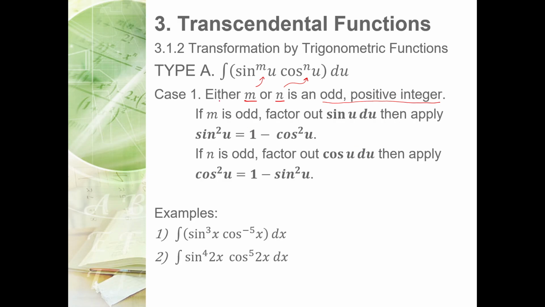If m is odd, that will be the sine function, so we need to factor out sine u du, and then apply sine squared u equals 1 minus cosine squared u. Again, this equation is coming from the Pythagorean identity, which is sine squared theta plus cosine squared theta is equal to 1. Then you just rearrange it and isolate sine squared theta. That's why sine squared u is equal to 1 minus cosine squared u.